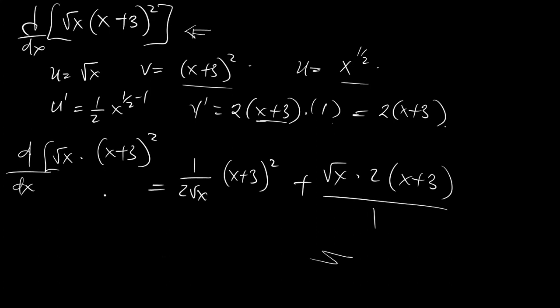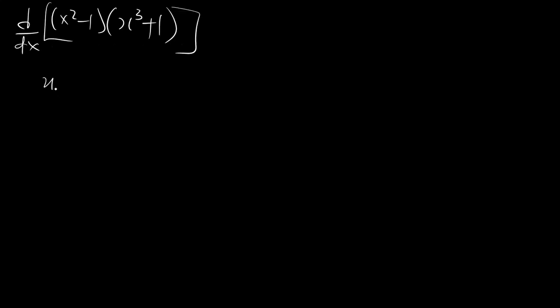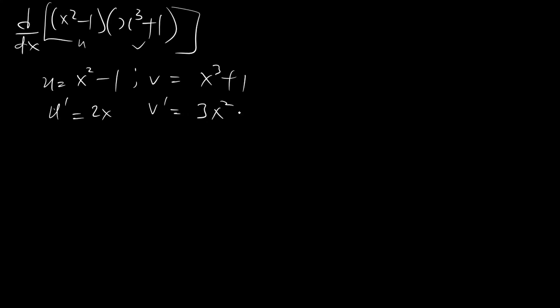Now let's go to the next one, which is, let's say, the derivative of x squared minus 1 into x cubed plus 1. This is u, and this is v. U is x squared minus 1, then v is x cubed plus 1. So the derivative of u, which is u prime, is 2x. The derivative v prime is 3x squared.